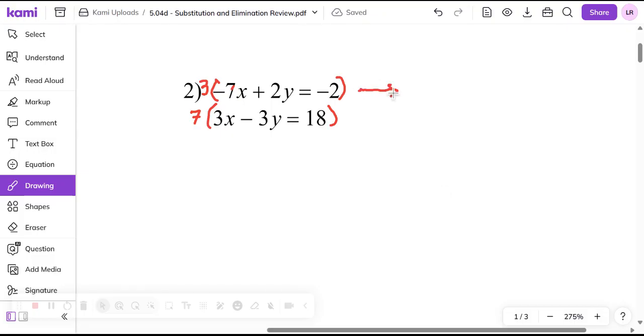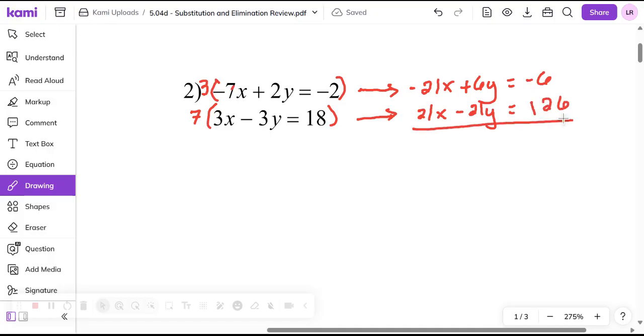So let's go ahead and multiply this out. All the top ones by 3. So that's negative 21x. 3 times 2y is positive 6y. 3 times negative 2 is negative 6. Remember, don't forget, it's all 3 values. On the bottom, everything times 7. So 7 times 3x is positive 21x. 7 times negative 3y is negative 21y. And 7 times 18 is 126. Add my equations together.